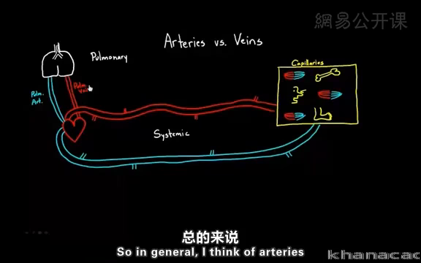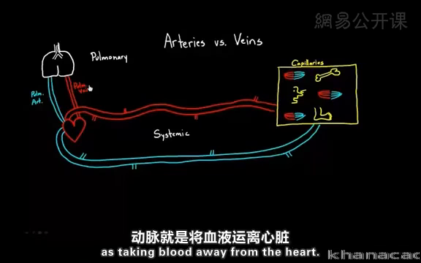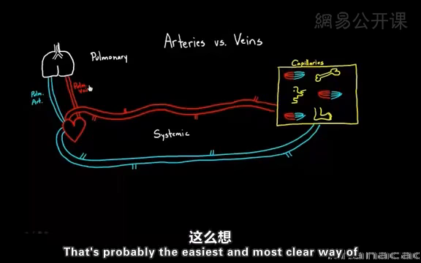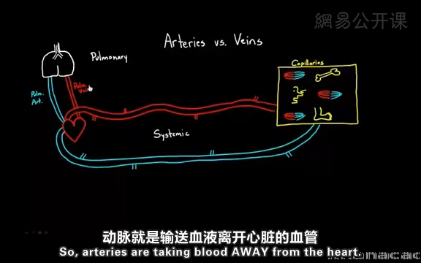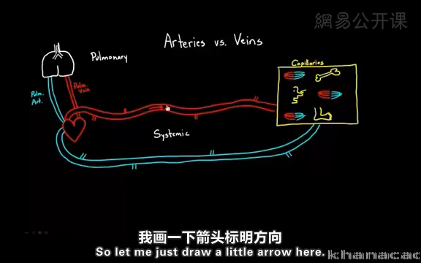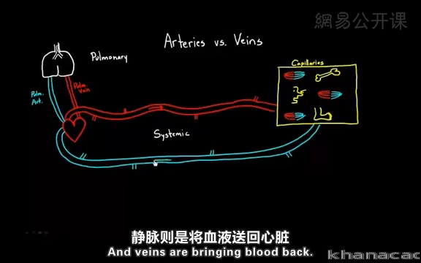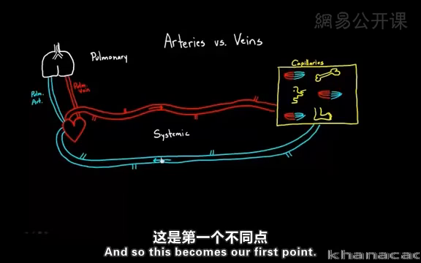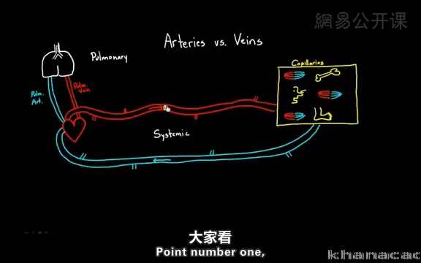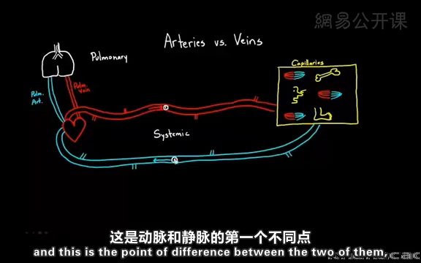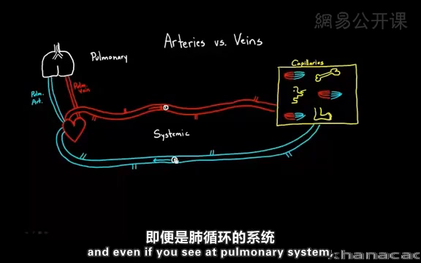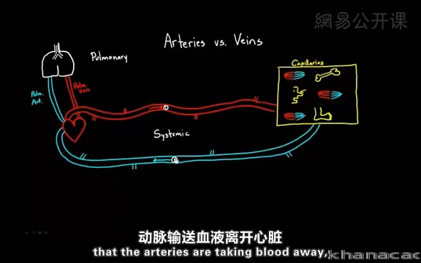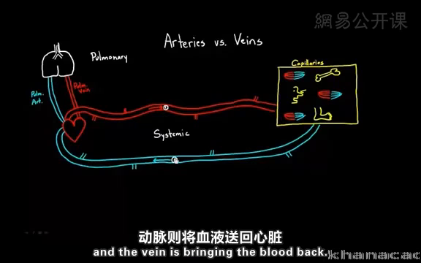So in general, I think of arteries as taking blood away from the heart. That's probably the easiest and clearest way of figuring out what an artery is. So arteries are taking blood away from the heart. So let me just draw a little arrow here. And veins are bringing blood back. And so this becomes our first point. Point number 1. And this is a point of difference between the two of them: the direction of flow. And even if you look at the pulmonary system, you can see that that remains true, that the arteries are taking blood away and the vein is bringing the blood back.